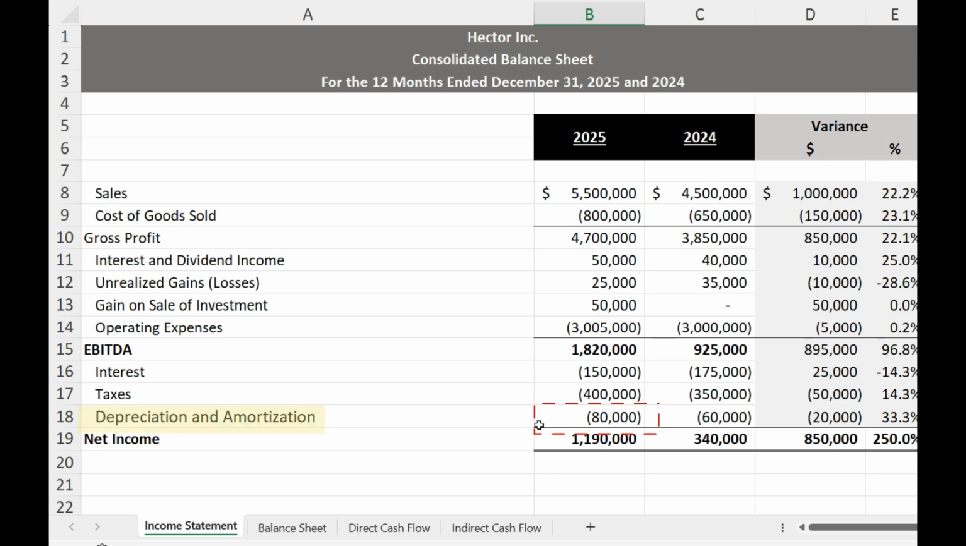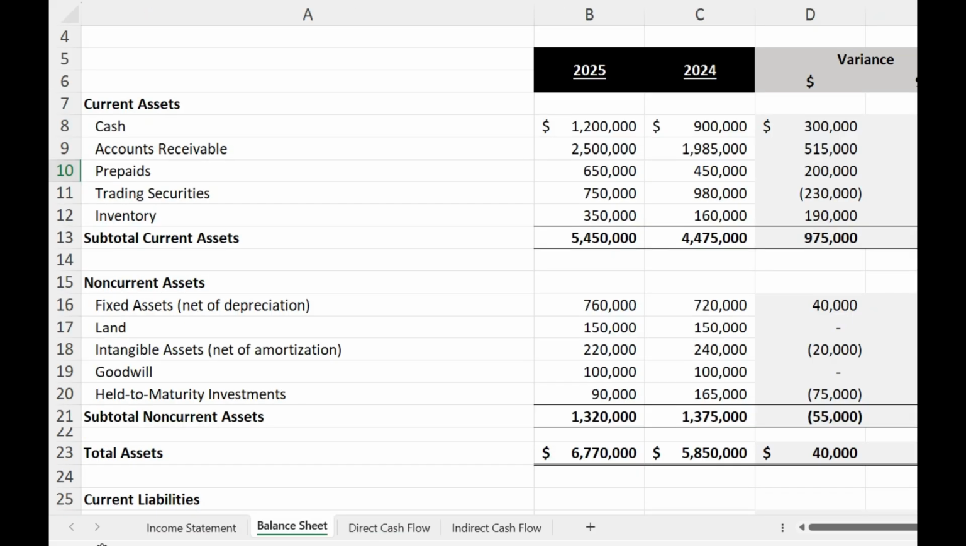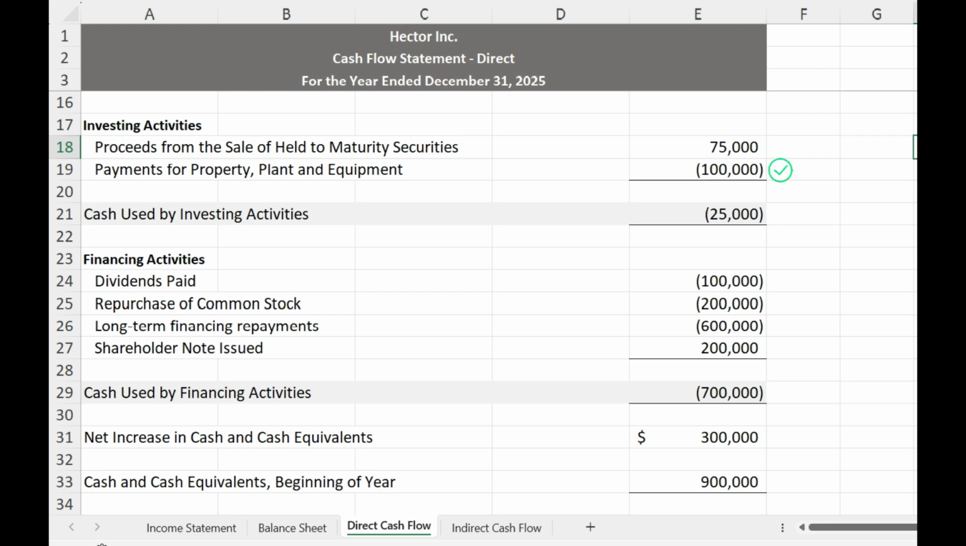So we're going to grab depreciation and amortization from the income statement, and then we're going to flip over to the balance sheet, and grab our net impact of intangible assets and fixed assets and add up all those pieces together. That'll give us our capital expenditures, how much cash we outlaid for additional property, plant, and equipment in 2025. Now we're going to move on to the financing section of the cash flow statement, and we're going to grab all this information from the balance sheet.